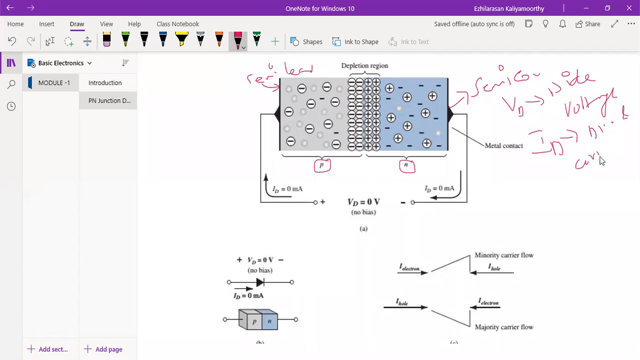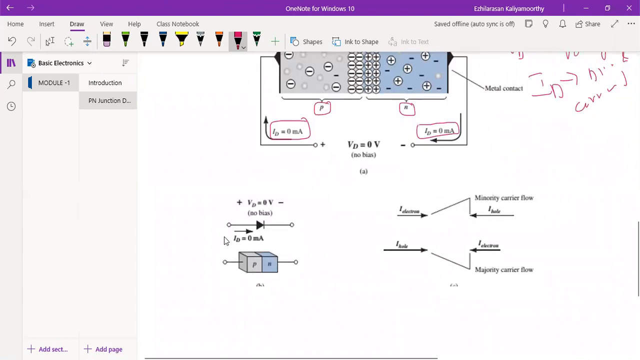ID is nothing but a diode current. If there is no voltage applied, then what will be the current? The current also will be 0. That is, we can say ID is equal to 0 milliampere. We say the current in terms of milliampere, because a very small amount of current will flow. So now, instead of that, I am showing the diagram here.